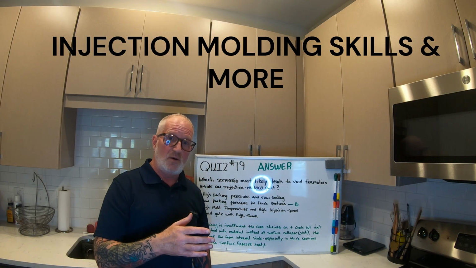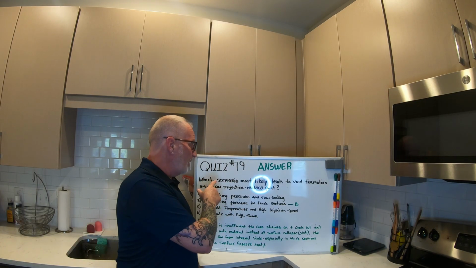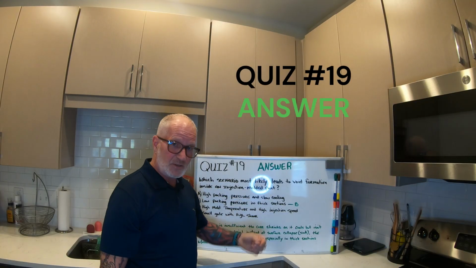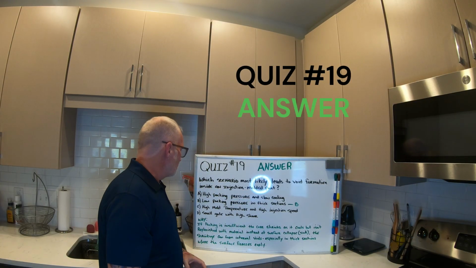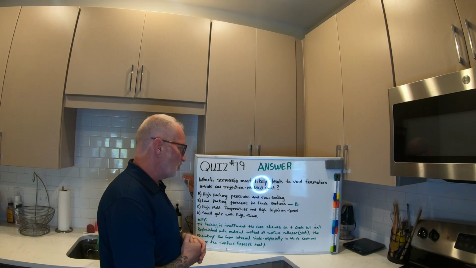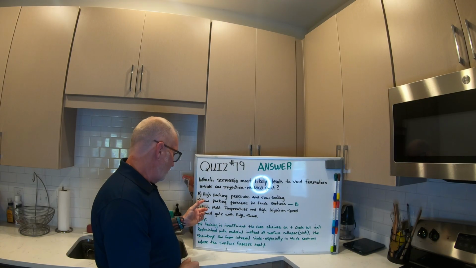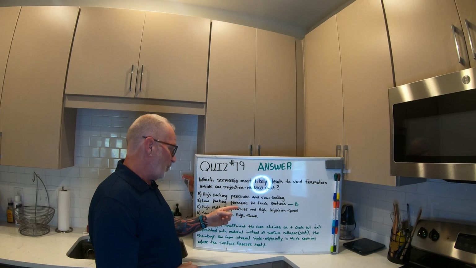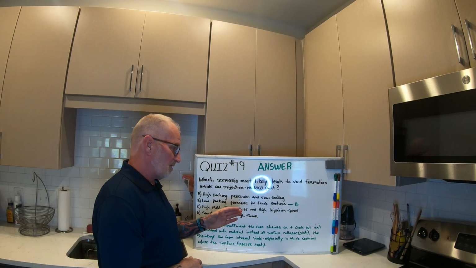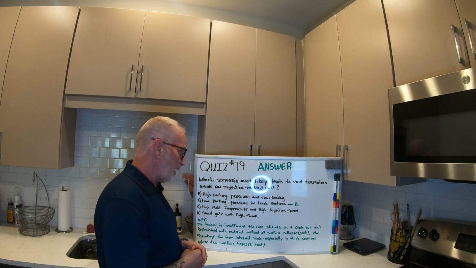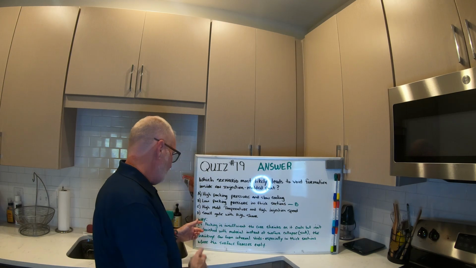So today's video, we're going to jump into Quiz 19, the answer. Okay? So the question was, which scenario most likely leads to void formation inside an injection molded part? If you said low packing pressure in thick sections, that is correct. Okay? And this is the reason why.